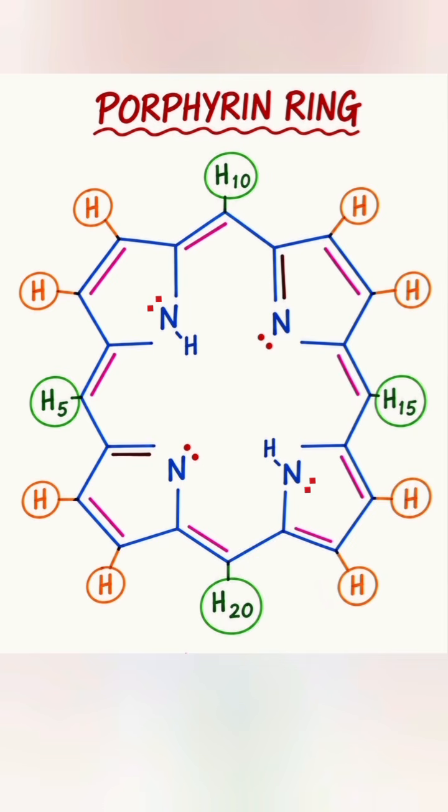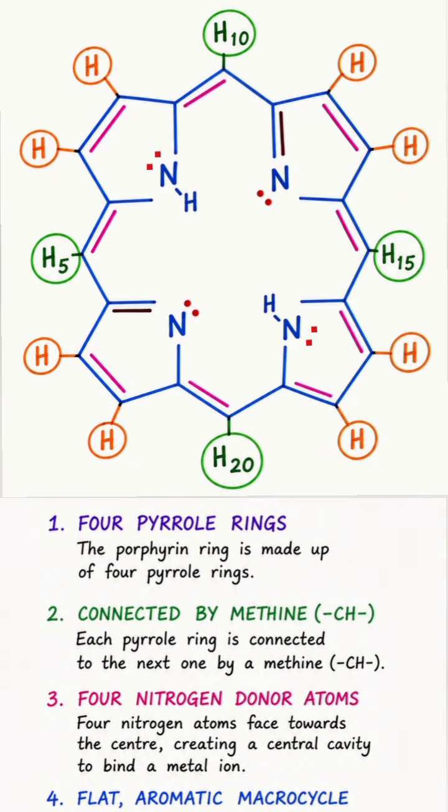So this is the structure of the porphyrin ring. At first look, it may look a little complicated, but once you understand how it is built, it is actually quite simple. The porphyrin ring is made up of four small pyrrole rings. Each pyrrole ring is connected to the next pyrrole ring by a methine bridge, which is called a meso carbon atom. Now these four pyrrole rings together combine and form a large ring-like structure, and that is why porphyrin is called a macrocycle.